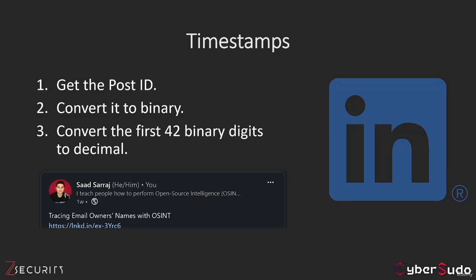Next, I would like to show you how you can extract the timestamp of any LinkedIn post and any LinkedIn comment. Now, this is a little bit tricky because first we need to get the post ID and then convert it to binary, to ones and zeros, and then take the first 42 binary digits and then convert them to decimal, and this number that you'll get at the end is a Unix time format that you can convert to a readable date and time.